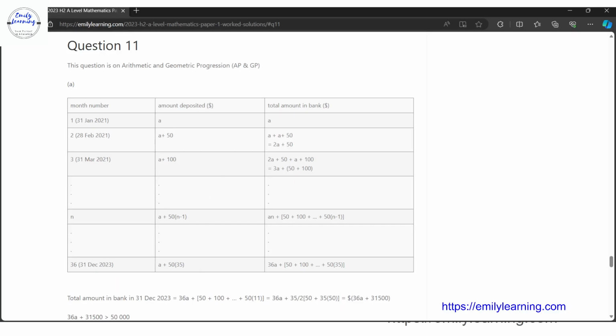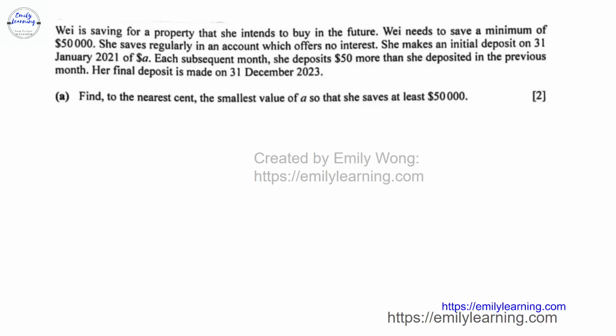So now let's go to this question. Okay, so in this question, Wei is saving for a property that she intends to buy in the future. To do so, Wei needs to save a minimum of $50,000. She saves regularly in an account which offers no interest.